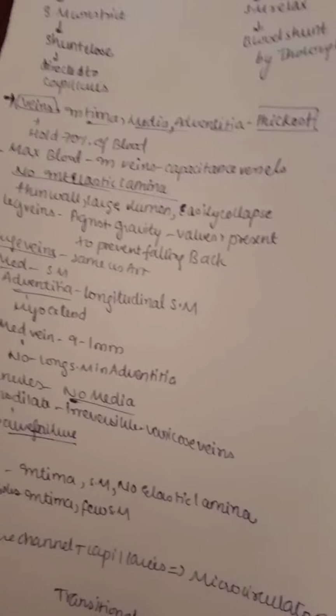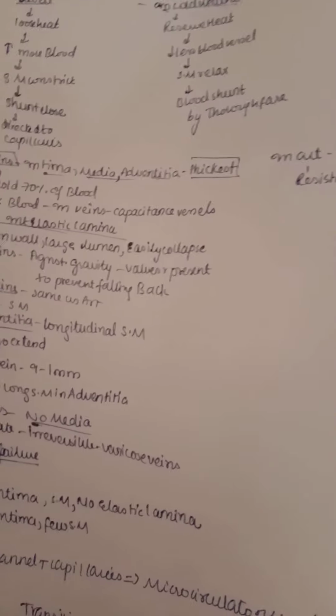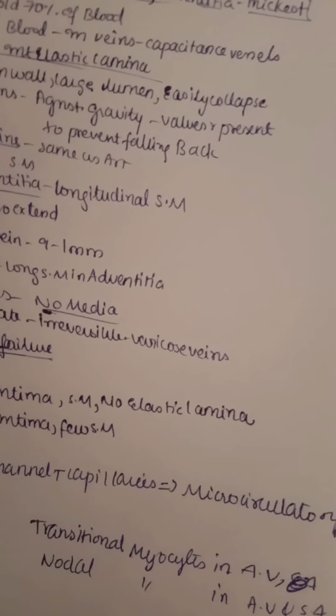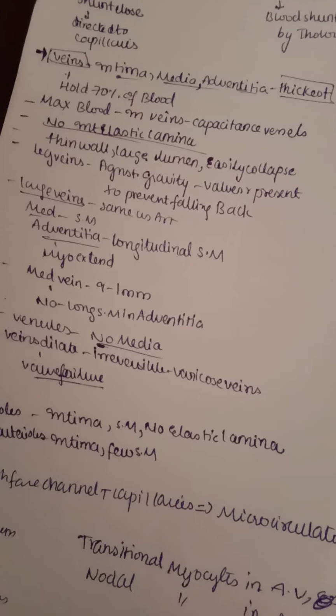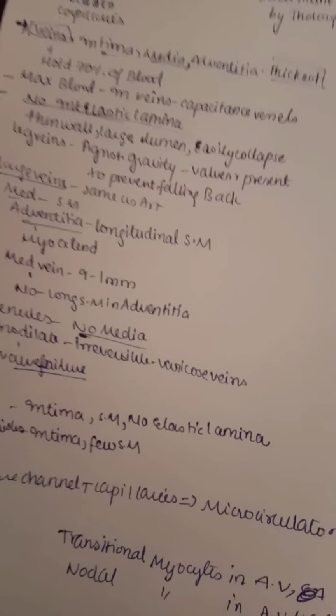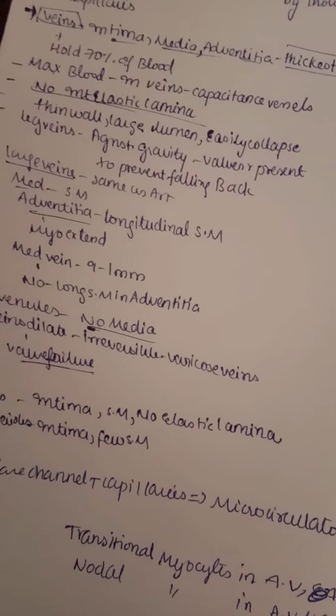And veins. So veins also have intima, media, adventitia like artery, but the difference is that adventitia is thickest in the case of veins, and in arteries the media is thickest. And the arteries are known as resistance vessels because they are resistant to blood flow, but the veins are known as capacitance vessels because they hold up to 70% of our blood. So no internal elastic lamina is found in the veins, and they have thin walls, large lumen, and they are easily collapsible. And the leg veins are against gravity, so they need valves. Valves are present to prevent the blood falling back.